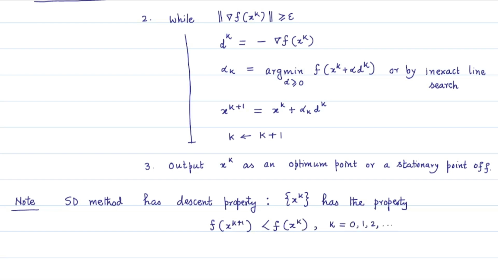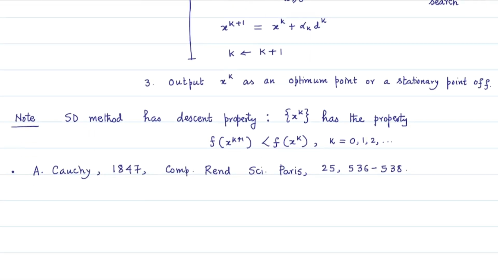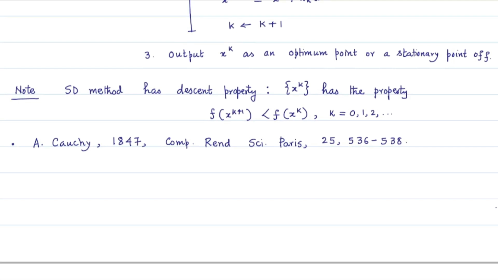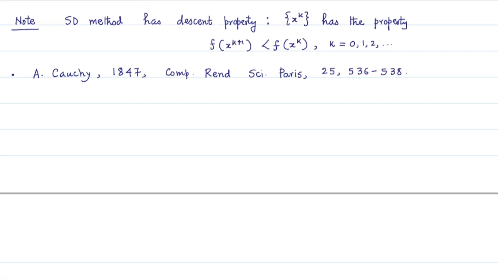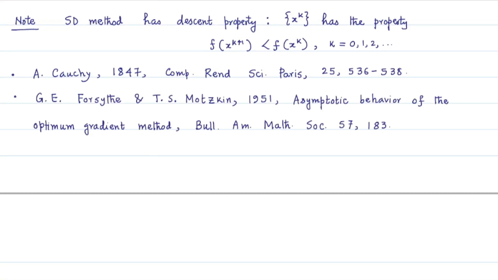Now here I must mention the innovator of this steepest descent method. The person who invented it is none other than Augustin Louis Cauchy, one of the great mathematicians. He derived this method in the year 1847, and its first partial mathematical analysis was done almost after 1 century, in the year 1951, by Forsythe and Motzkin. And this steepest descent method, or the Cauchy method, is one of the most popular methods till today due to its simplicity.